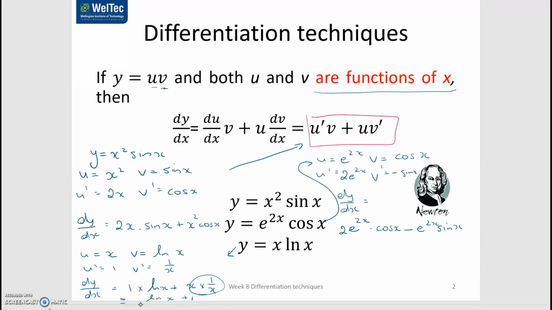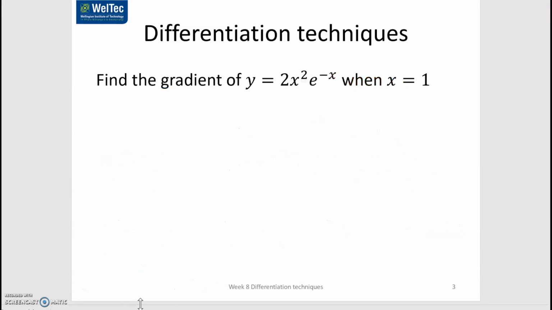So I want to see everybody setting out exactly the same. Once we've done the differentiation, then we can do exactly what we've done before, where we need to find the gradient at a particular point. But the only difference now is that what we're differentiating is a product. It's a function times another function. So let's call the first function u, let's call the second function v, then u dash is 4x and v dash is negative e to the negative x.